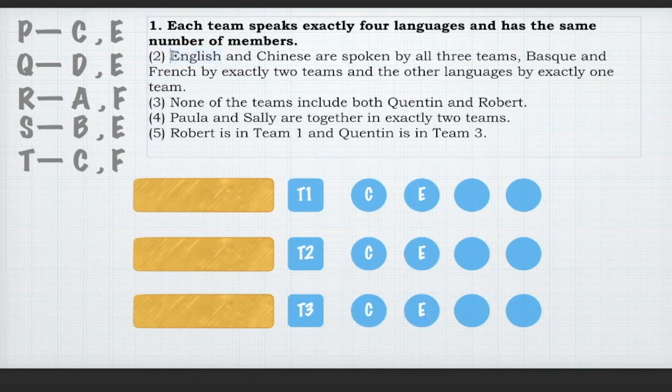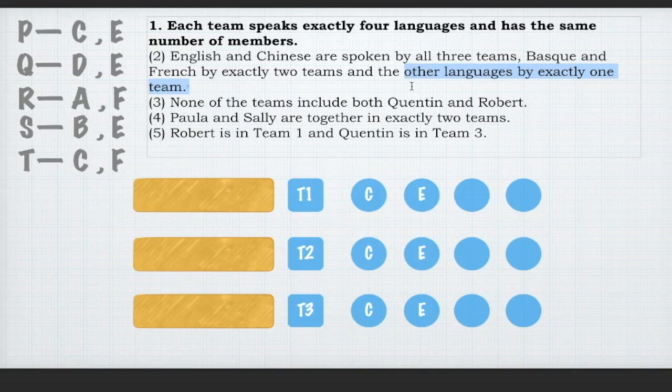Right? So from that first half of the second rule, my table or my data set can start looking like so. Next, I have Basque and French by exactly 2 teams, and the other languages, Arabic and Dutch, by exactly 1 team. As of now, I can't do much placement because I do not know which team will speak Arabic, which team will speak Dutch, and which 2 teams will speak Basque and French, right?